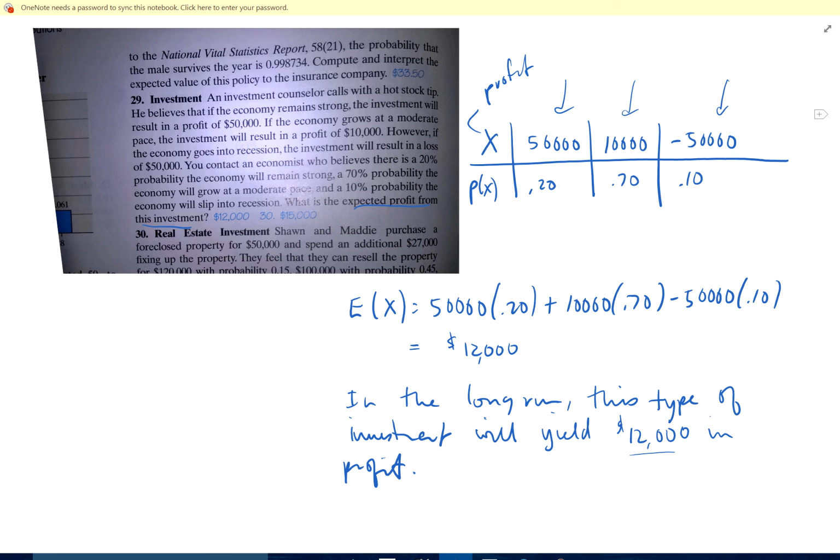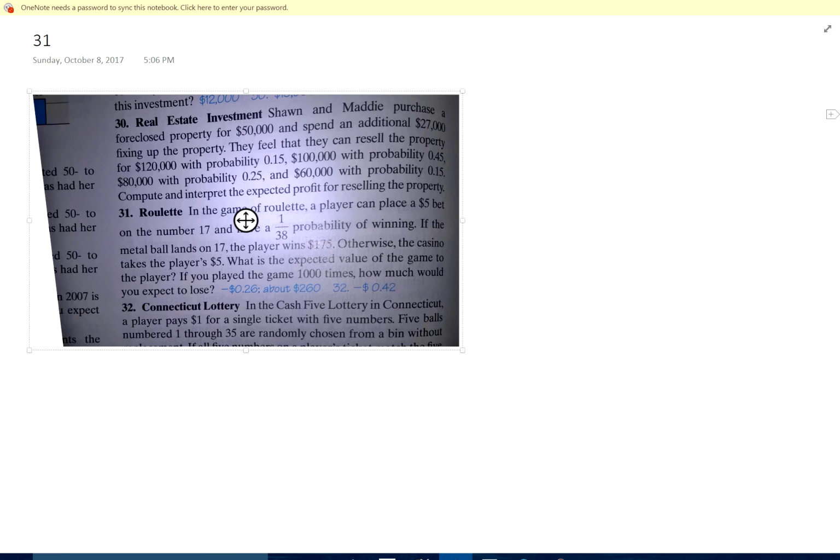All right, let's do one more on this one, 31. Roulette. Game of roulette, player plays $5 bet on 17 and has a 1 in 38 chance of winning because there's 38 places on the wheel. If the metal ball lands on 17, they win $175. Otherwise, they lose the $5. That's a nice profit, but you don't have a very good chance of it happening. What's the expected value of the game to this player? If you played the game 1,000 times, how much would you expect to lose?